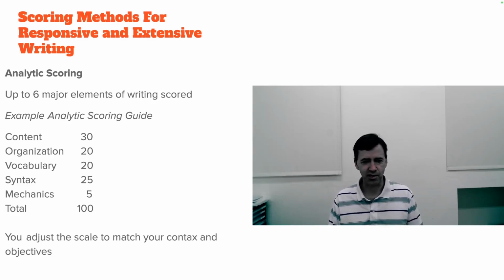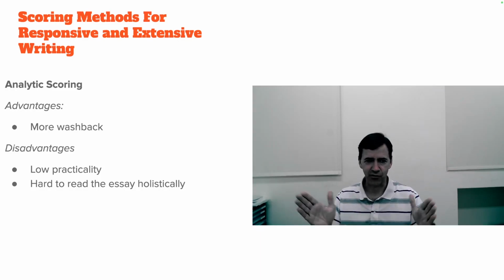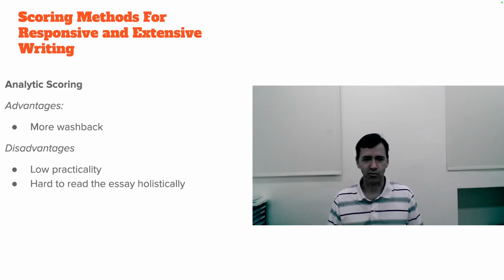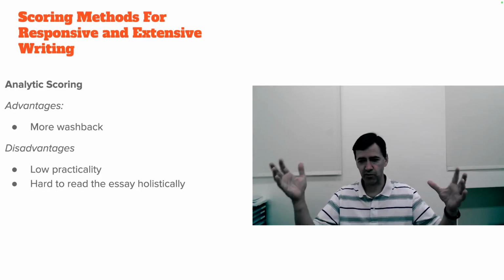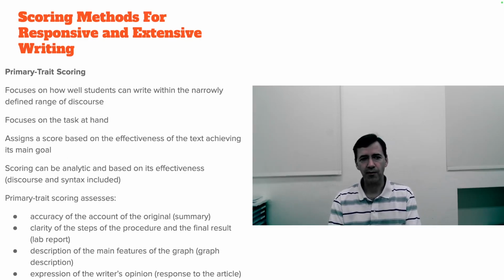Ooh, too many mistakes here today. Context and or objectives. Okay, so the advantage of analytic compared to holistic is that obviously they have more washback, but it has low practicality because it takes more time and it's harder to think about what you're doing, which makes it harder to read the essay holistically. You're typically reading and you break your reading into 6 different thoughts because you're thinking about the 6 different categories, where when you read it holistically, you're just reading for the quality of the essay. So sometimes you may have to read it more than once. That takes more time. Okay, the third type is called primary trait scoring.